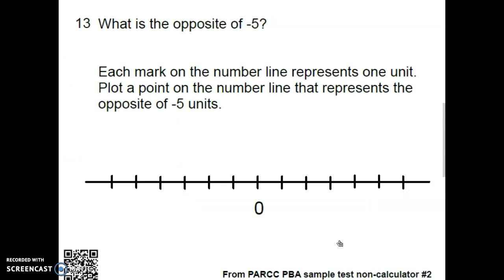What is the opposite of -5? Each mark on the number line represents 1 unit. Plot a point on the number line that represents the opposite of -5 units. You'll have an opportunity to do this in the next slide.